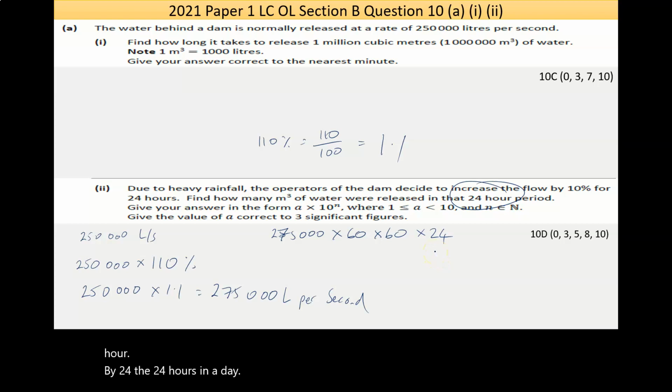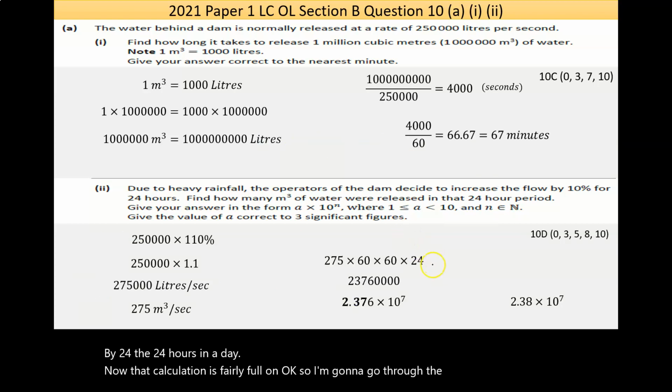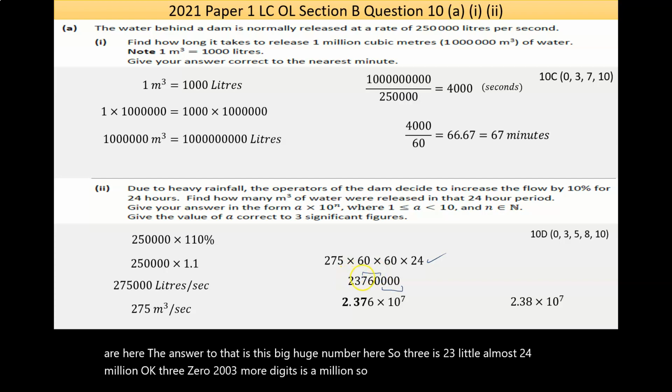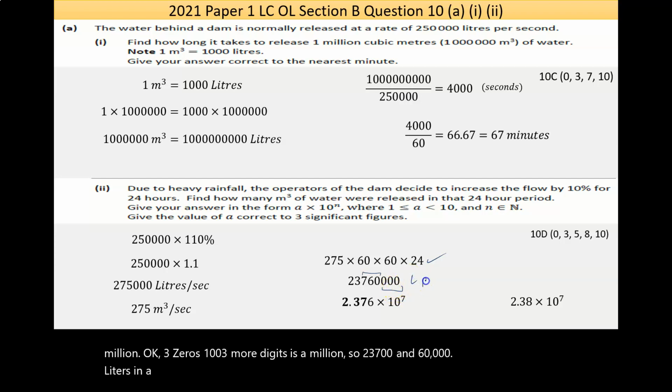Now, that calculation is fairly full on, so I'm going to go to my answer. That's where we are here. The answer to that is this big, huge number here. So 23, almost 24 million. 3 zeros is 1,000, 3 more digits is a million. So 23,760,000 liters in a day, liters per day.